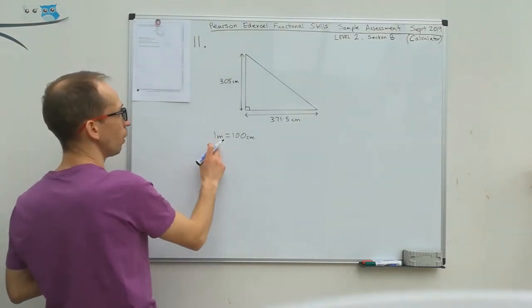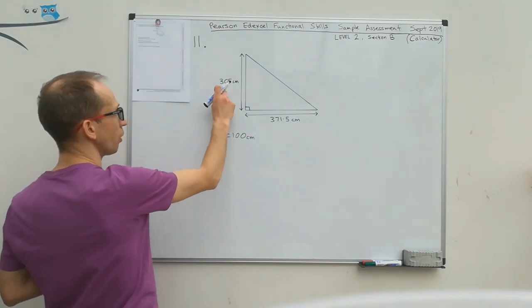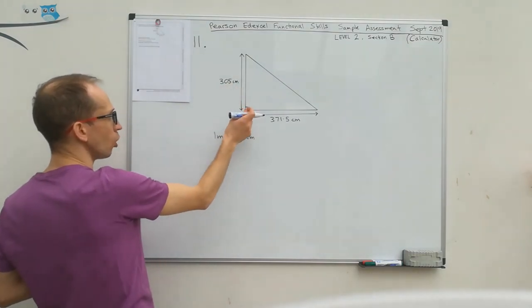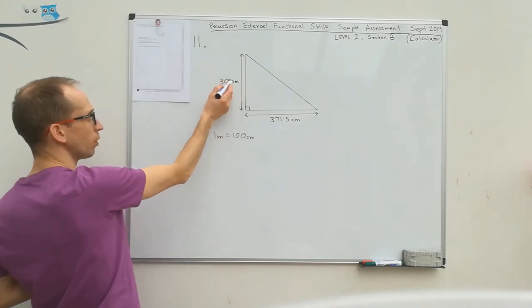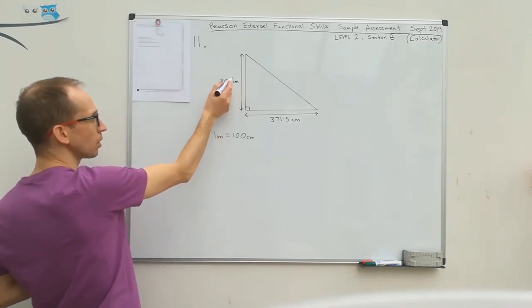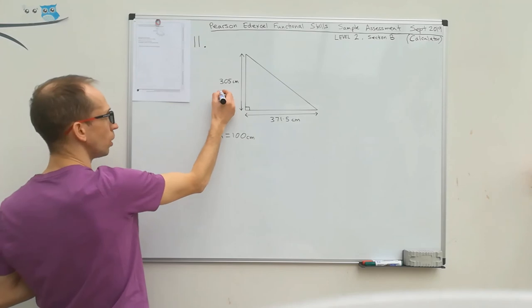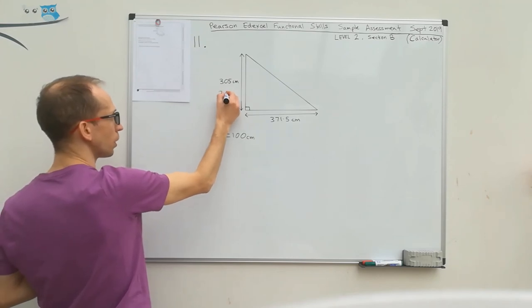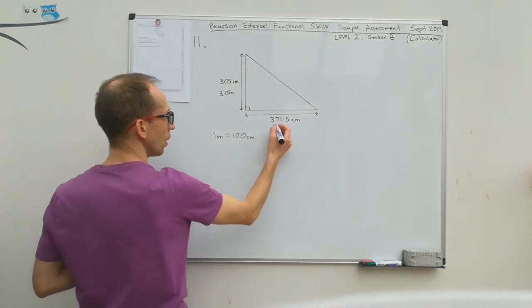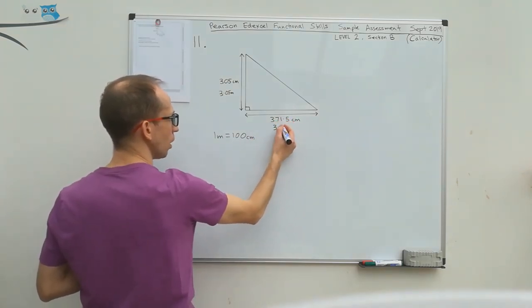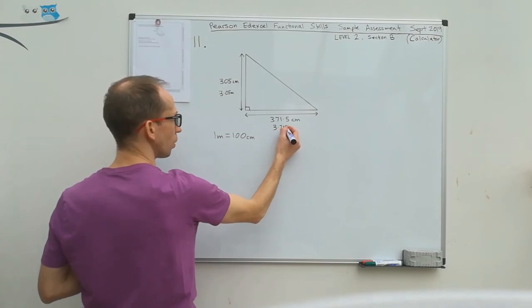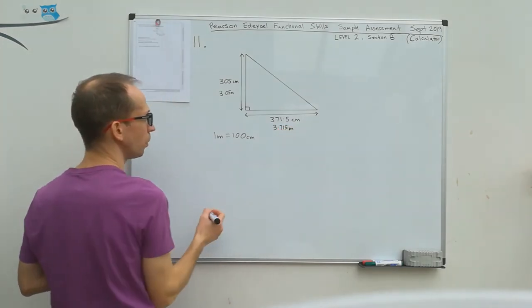So if 1 metre is 100 centimetres, then 305 centimetres, we need to divide that by 100. So we're moving our decimal point from the end, in one, in two. So this is going to be 3.05 metres. And the same here, move the decimal point twice, and we've got 3.715 metres.